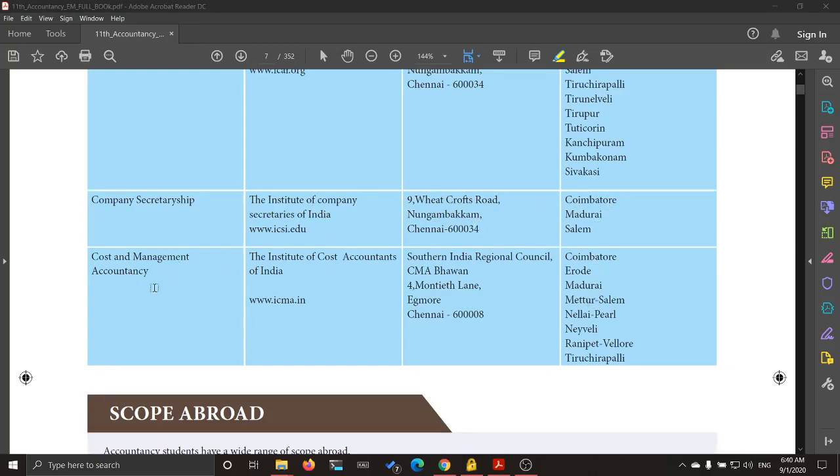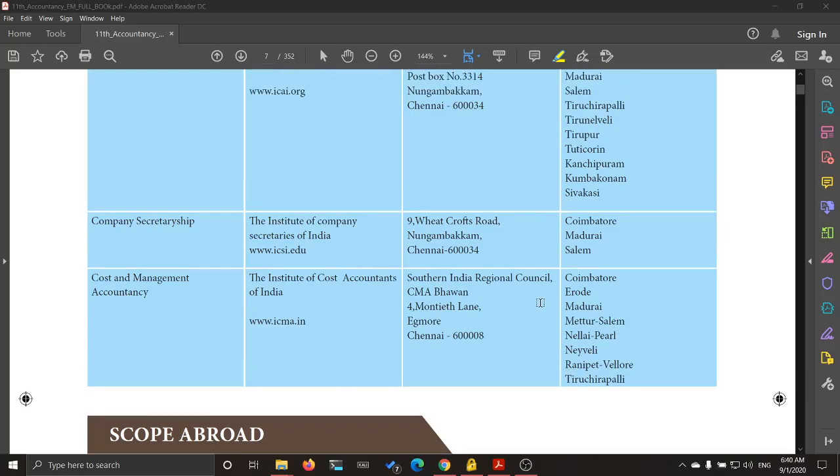Next, cost management accountancy. அதோட full form the Institute of Cost Accountants of India. அதோட web address கொடுத்திருக்காங்க ICMA. Okay, then இதோட head office எக்மோர்ல இருக்குது in Monteith Lane, Chennai. They have the chapters here in Coimbatore, Erode, Madurai, Mettur, Salem, Nellai, Thoothukudi, Neyveli, Ranipet, Vellore and Tiruchirappalli. So these are the professional courses.